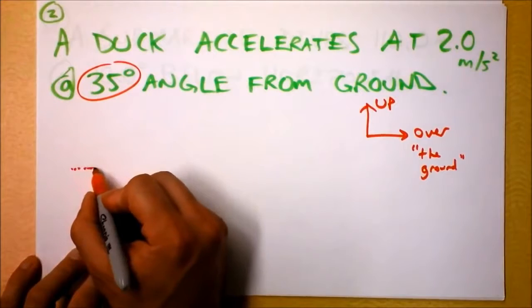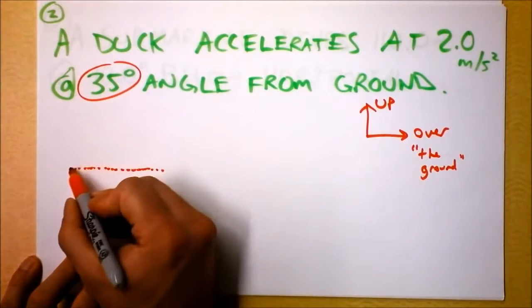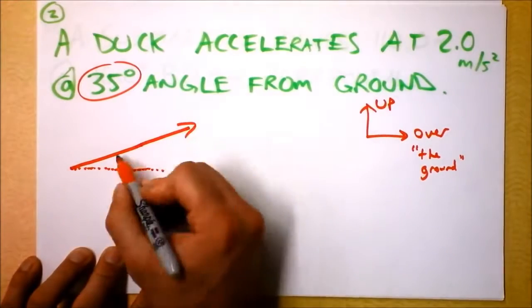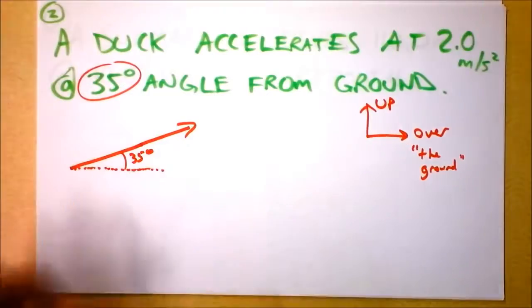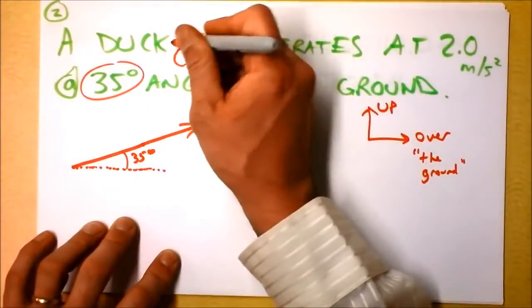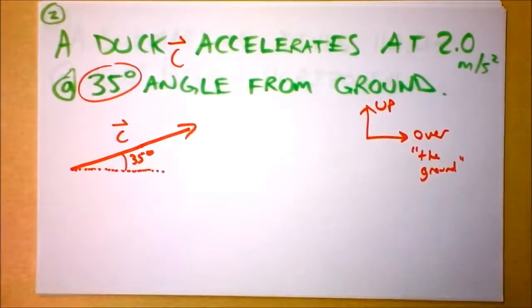I'm going to emphasize that it's 35 degrees and not 45 and not 60 by making the angle, measured from the ground, so I draw a horizontal right there. I'm going to make the angle look kind of narrow right here, and I'm going to call this 35 degrees for my calculations. I'm going to call this vector C. Vector C is right here, and I'm going to resolve vector C.